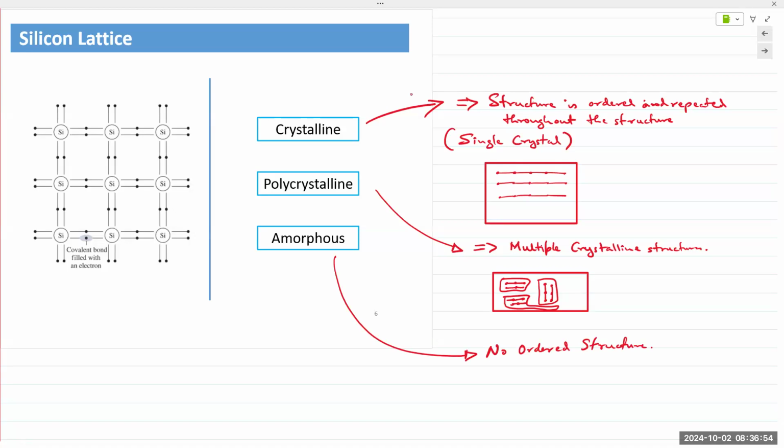I actually had some silicon wafers in my office. I wanted to bring them for sure, until I forgot, so I'll bring them on Friday. Okay. Any questions so far? All good.